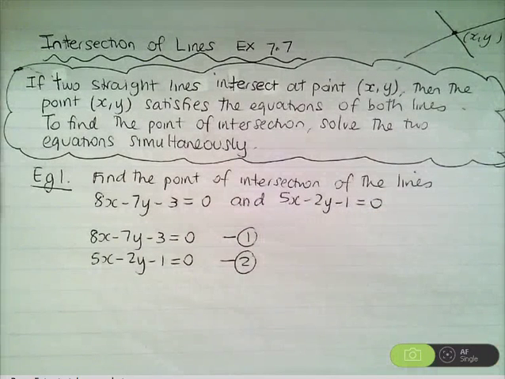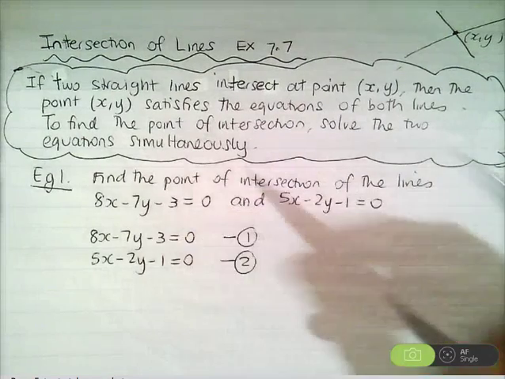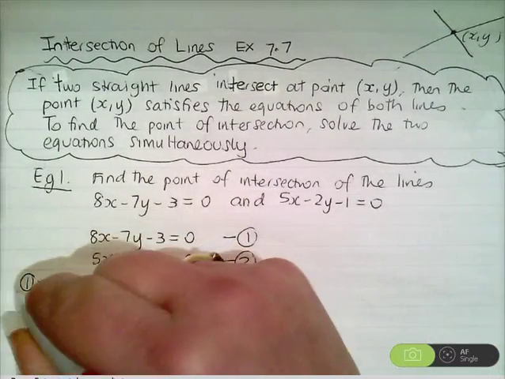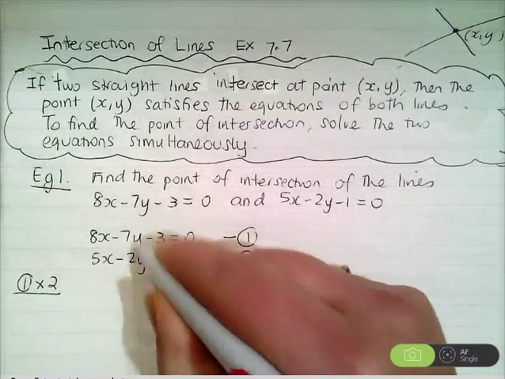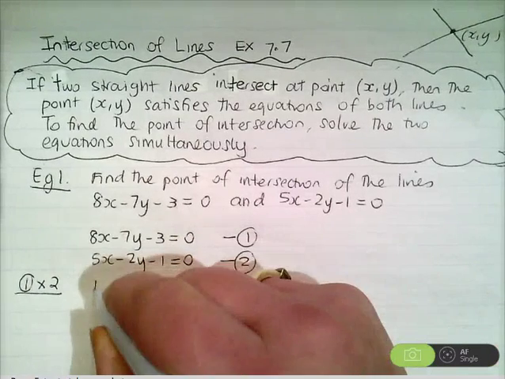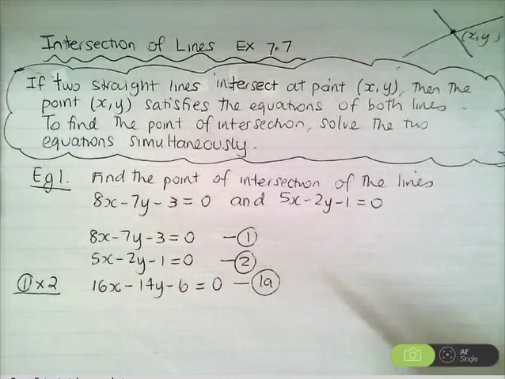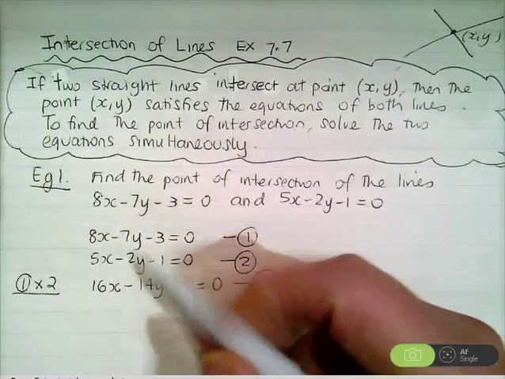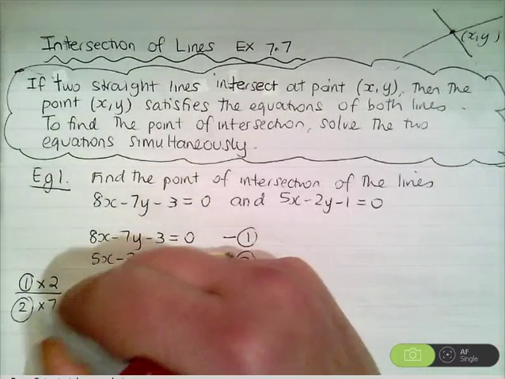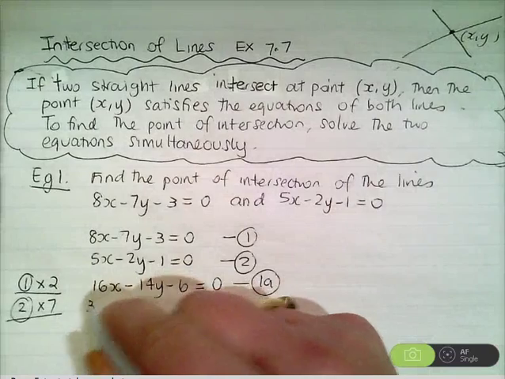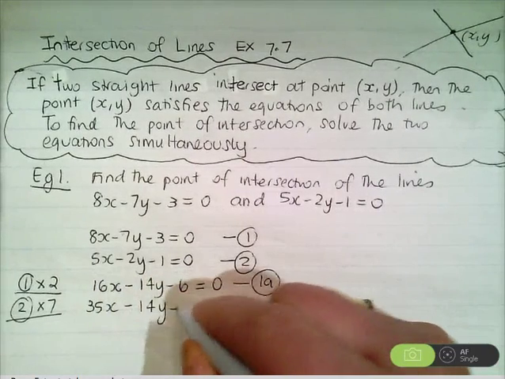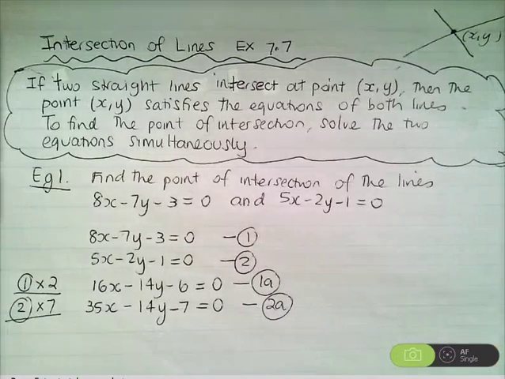Now we can see that the coefficients of the x and the coefficients of the y's are not the same. We can decide to make the coefficients of the x's the same or the y's the same. I think I'll make the coefficient of the y's both the same here, so I'm going to multiply equation 1 by 2, because we're going to make the coefficients of both these y's into 14. So equation 1 times 2 would give me 16x minus 14y minus 6 equals 0. I'll call that equation 1a because it came from equation 1. And we'll look at equation 2. To make this 14y, we'll do equation 2 times 7, and we will get 35x minus 14y minus 7 equals 0. I'll call that equation 2a.